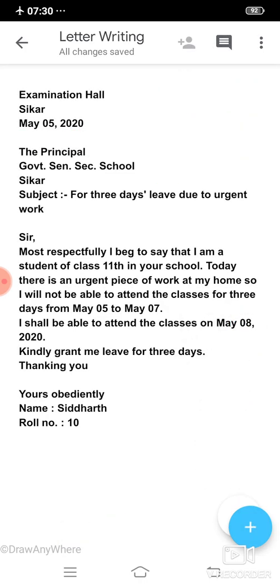In the receiver's address, first of all we mention the post of the person to whom we are writing the letter. Here we are writing a letter to the principal, so the post of this person is the principal, and we generally use the definite article before that post. So the principal is the post, and below the post we write or mention the organization or institute.